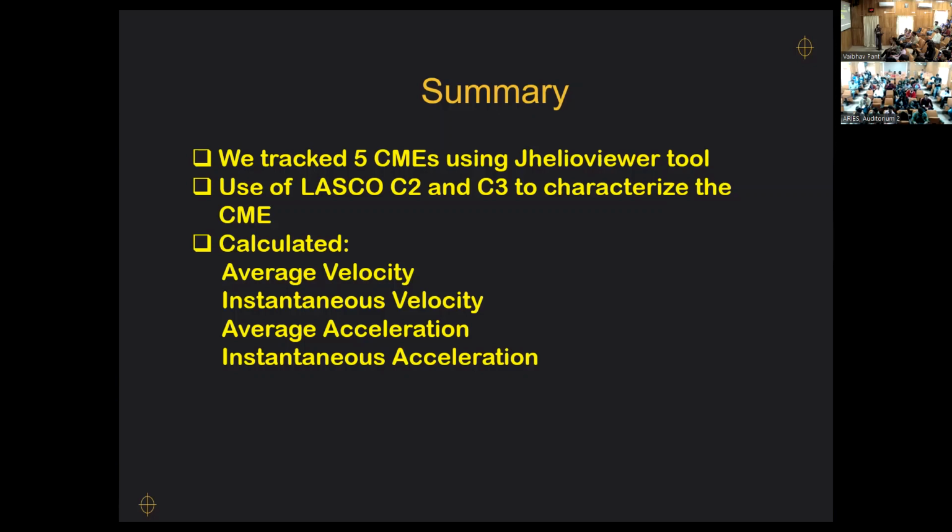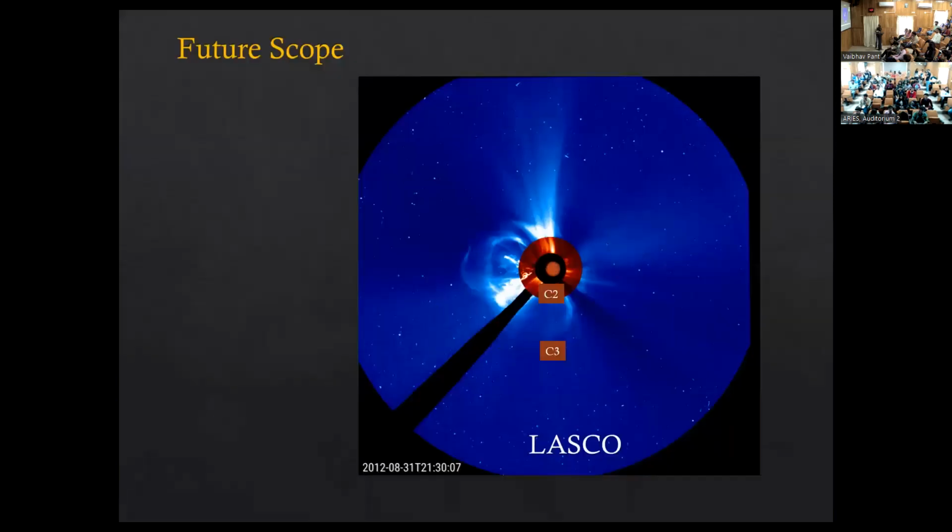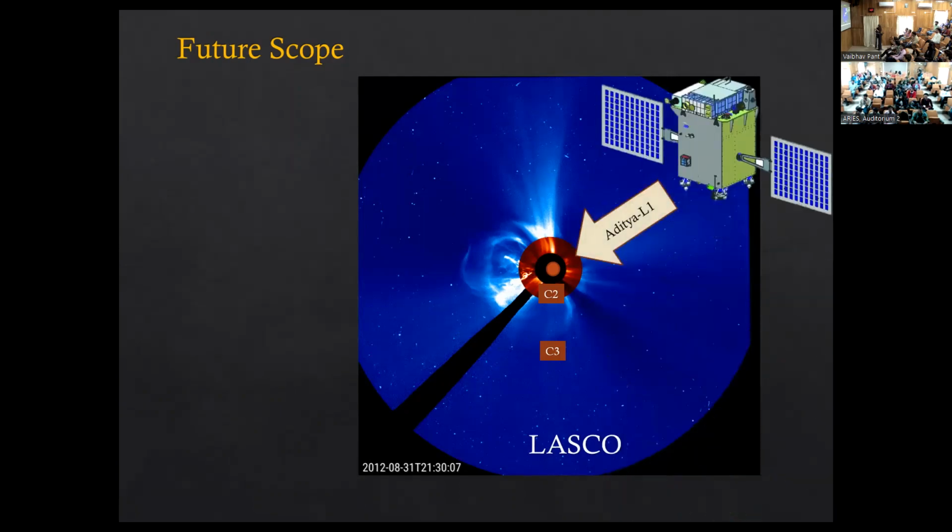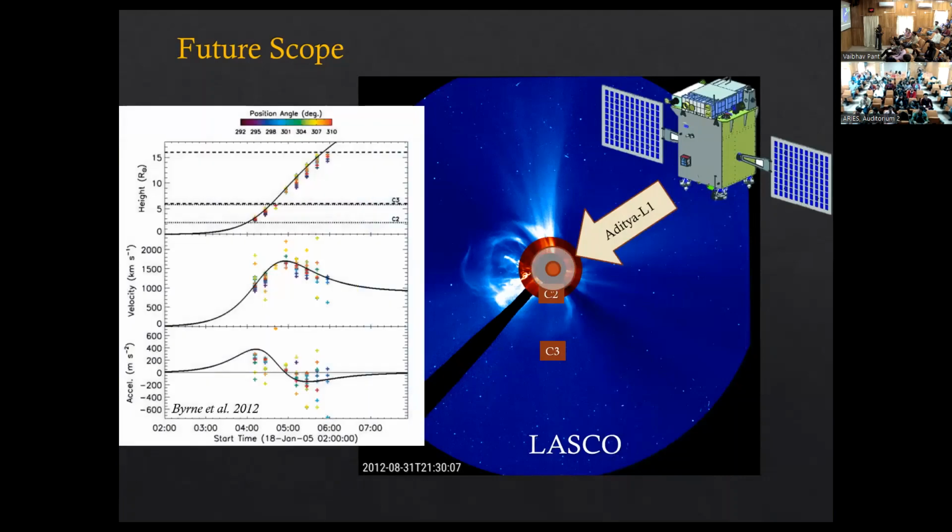Then the field of view of LASCO C2 is 1.5 to 6 solar radii, and the field of view for C3 is 3.5 solar radii to 32 solar radii. As we know, LASCO C2 starts from 1.5 solar radii, so we don't have data from this region. So thanks to Aditya-L1, which will help us to give the data in this region.